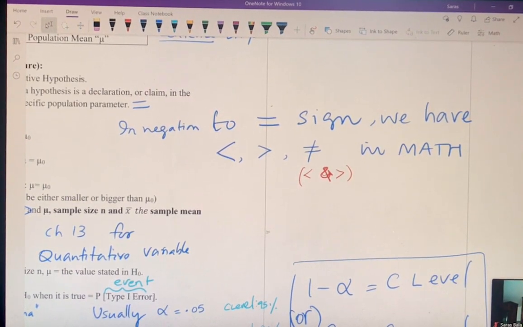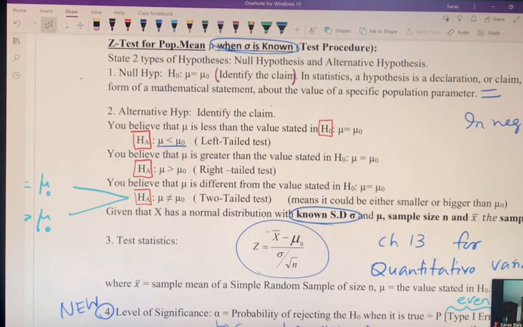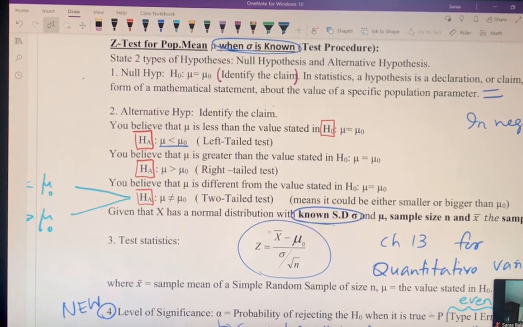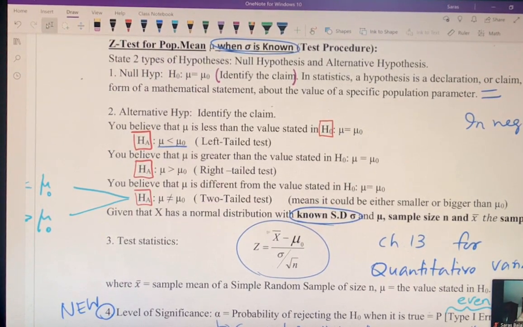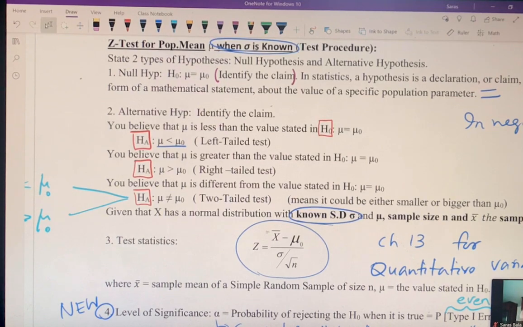That's right. So now I'm going to define my alternate hypothesis. The alternate hypothesis could be, as I said, less than. That means mu is going to be less than mu sub 0, and that is given a name. It's called a left tail test. And the second one I said, it could be mu greater than mu sub 0. And that is also given a name. It's called a right tail test.